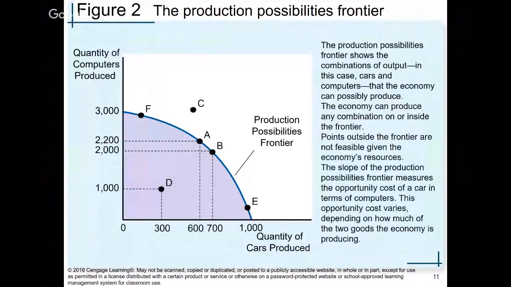So again, any points on the PPF, we call them efficient. Any points outside the PPF are called impossible. And any points inside, we call them inefficient. And then guys, trust me, you will see questions like this on your quiz, on your test. Okay.